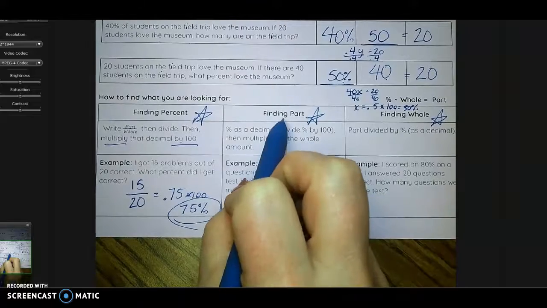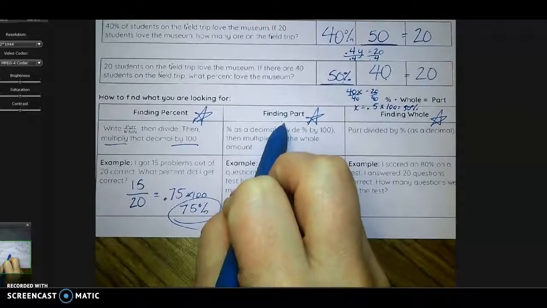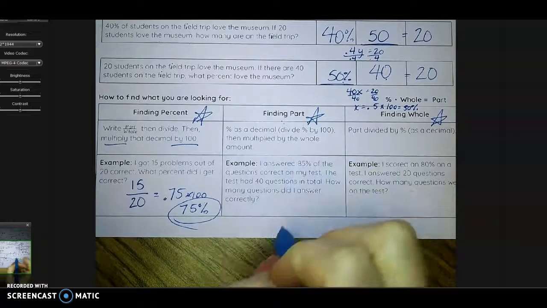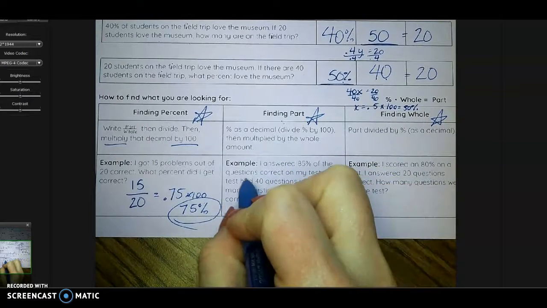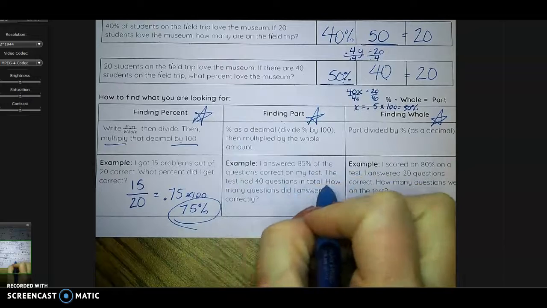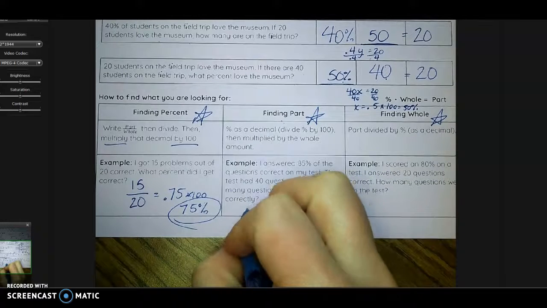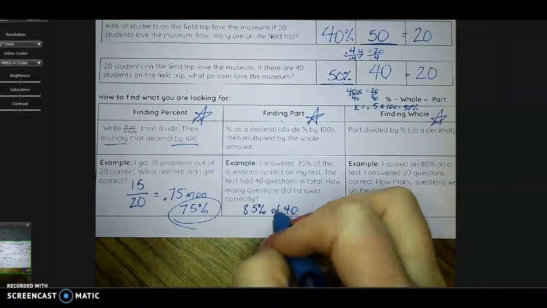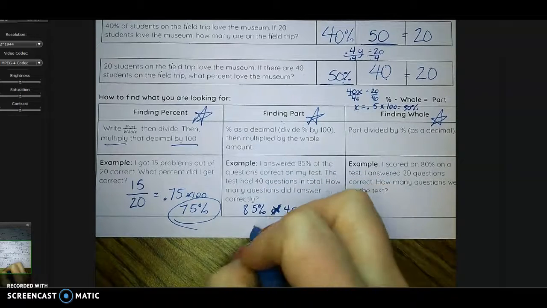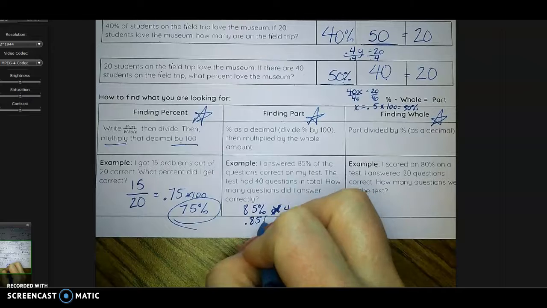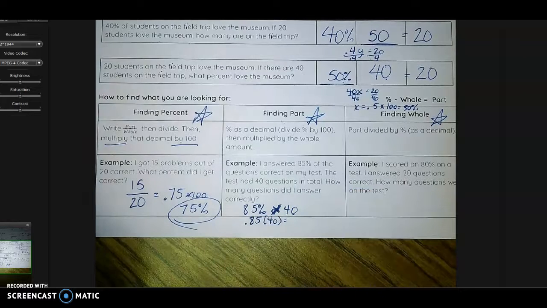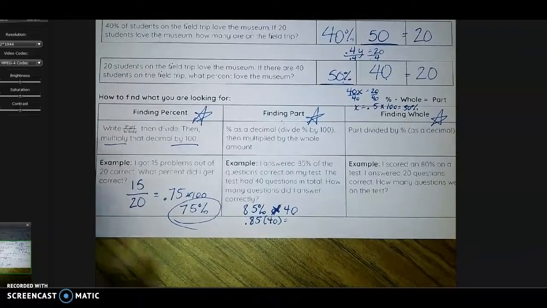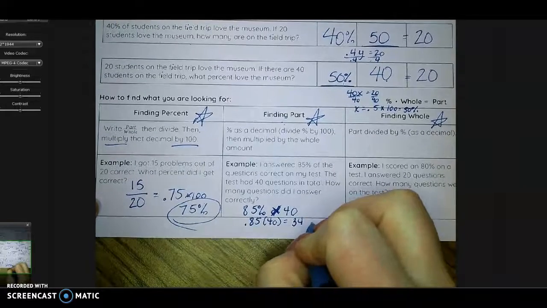If I need to find the part, well, that's what we've been doing. So that's just that multiplication. I've got to turn the percent into a decimal and then multiply. So I answered 85% of the questions correct in my test. The test had 40 questions in total. How many questions did I answer correctly? So that means I just need to find 85% of 40. Well, if you remember, of means to multiply, and I turn the percent into a decimal. So if I want to know how many I got correct, if that was my score, that means I got 34 of the questions correct.